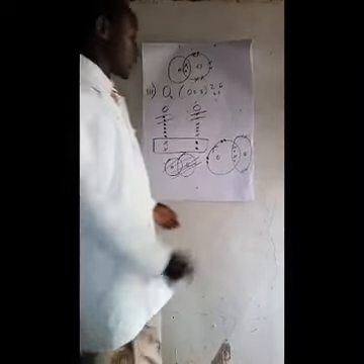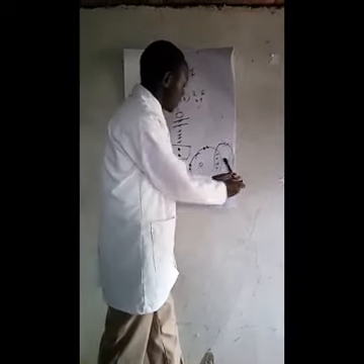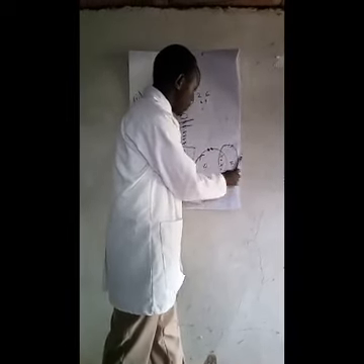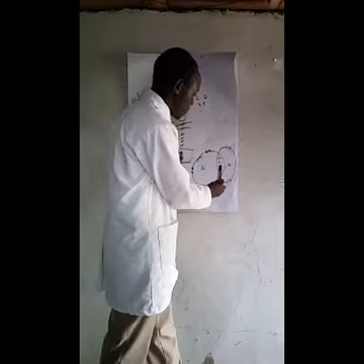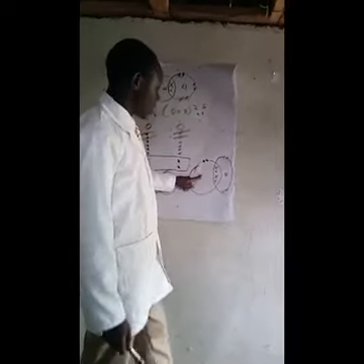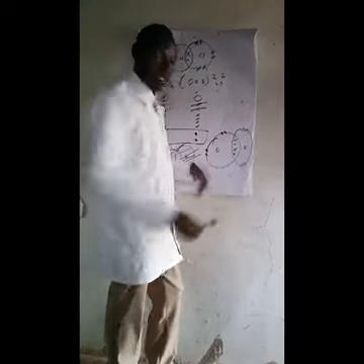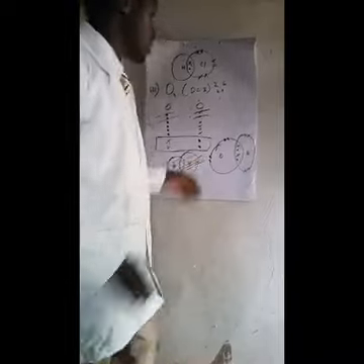Now you realize for this oxygen to be stable, you have 1, 2, 1, 2, 3, 4, 5, 6, 7, 8. Stability of 8, an octet. This other one here, 1, 2, 3, 4, 5, 6, 7, 8, an octet. So that means they are stable.